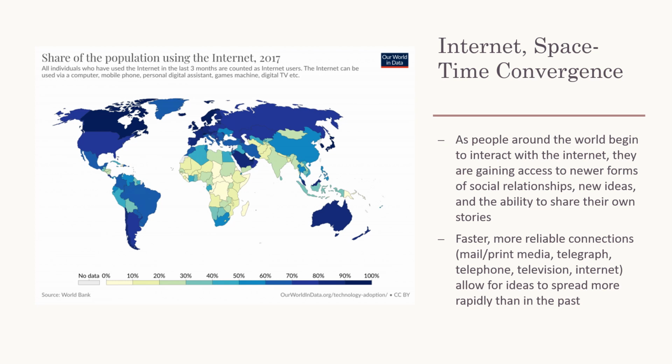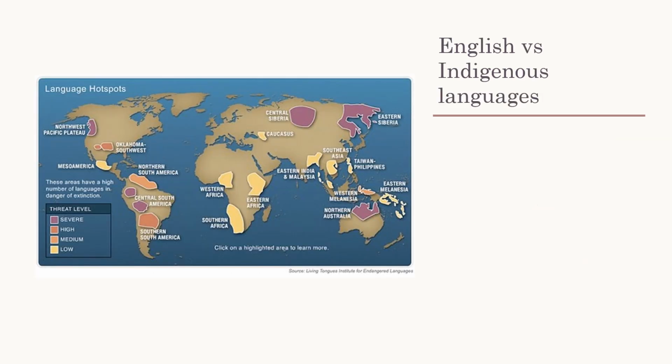That also says, when we say space-time convergence, we're talking about this idea that we are reducing the amount of time it takes to cover space. That's what space-time convergence means. And when we think about faster, reliable internet connections, it allows these ideas to spread much more rapidly than they did in the past.